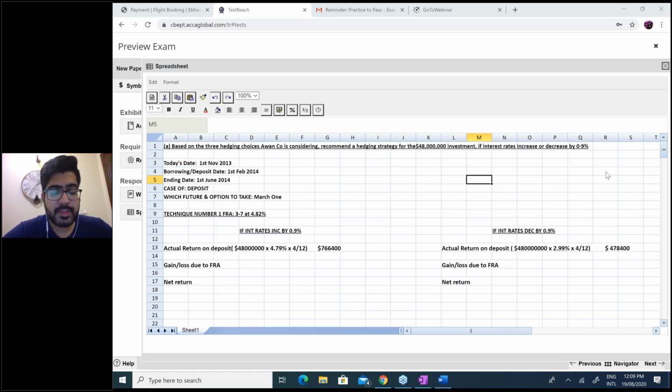2.99 is also the same. You are doing the case if interest rates decrease by 0.9. So your investing rate is 4.09 interbank less 20 basis points 0.2, 3.89. If it increases by 0.9, add it, becomes 4.79. If it's decreased by 0.9, 3.89 is the investing rate, less 0.9%, it's 2.99.